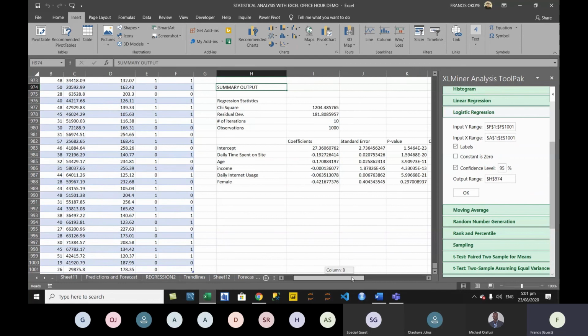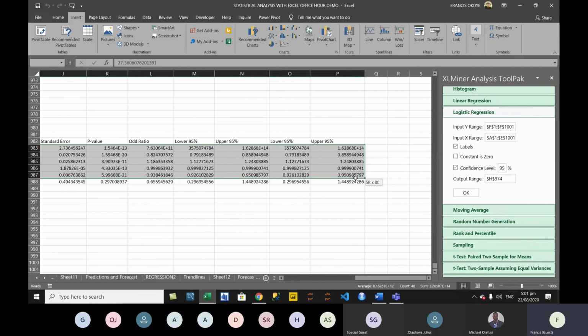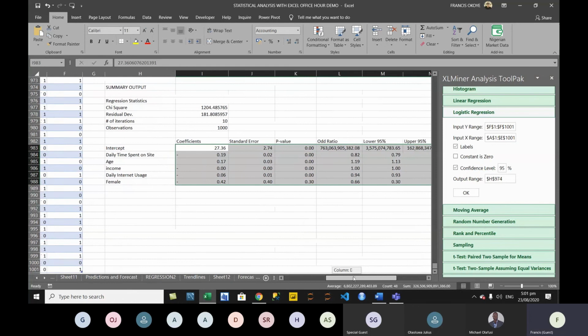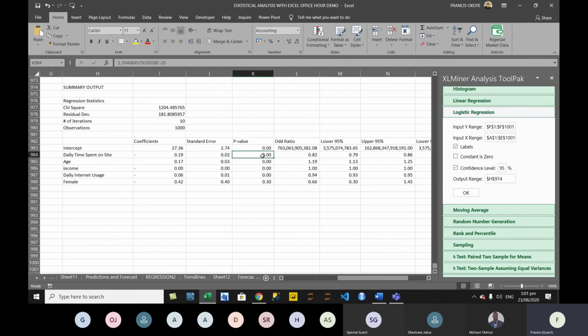So it has given me my logistic regression. And you do the same interpretation. But the only difference now is that when you are interpreting your logistic regression, rather than saying it has a significant impact, it's now dealing with more like probabilities. So for example, is the site significant? Yes, it's significant. So how do I interpret it?